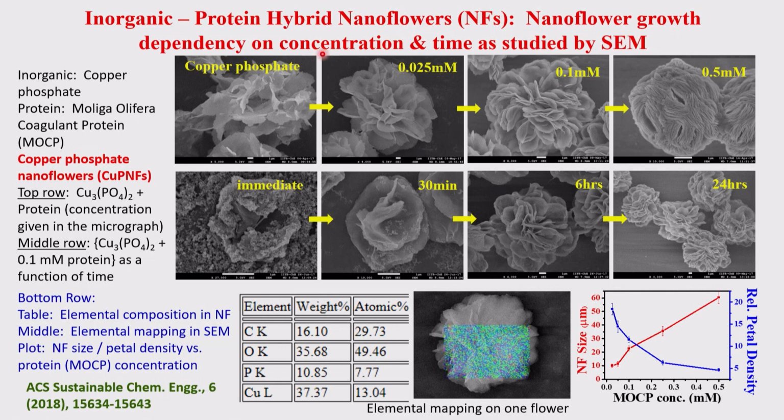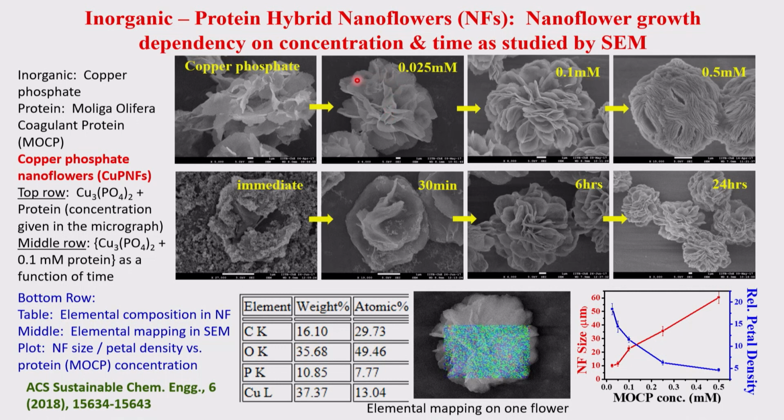So nanoflower growth dependency on concentration and time was studied by SEM. This is a system made with copper phosphate solution in some buffer, along with the Moringa oleifera coagulant protein added at different concentrations. Here no protein at all is there, and you can see some sheets are formed, but there is no flower at all. And then you add this protein to an extent of 0.025 millimolar in the second experiment.